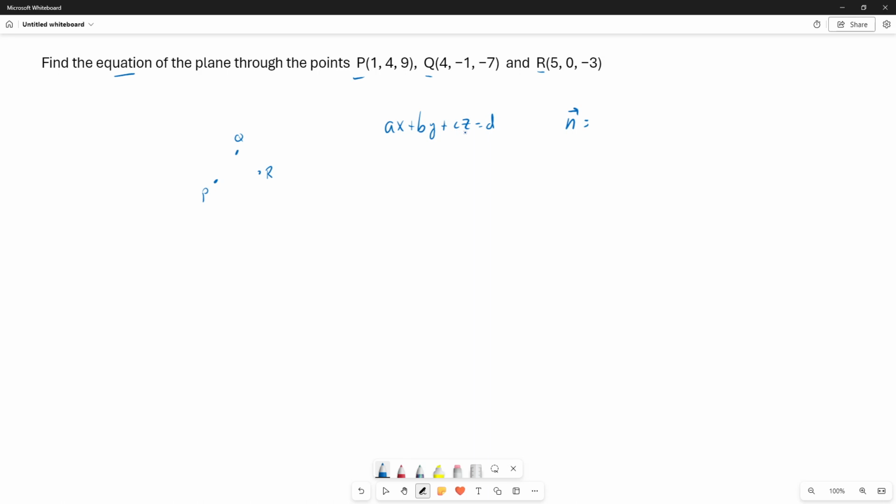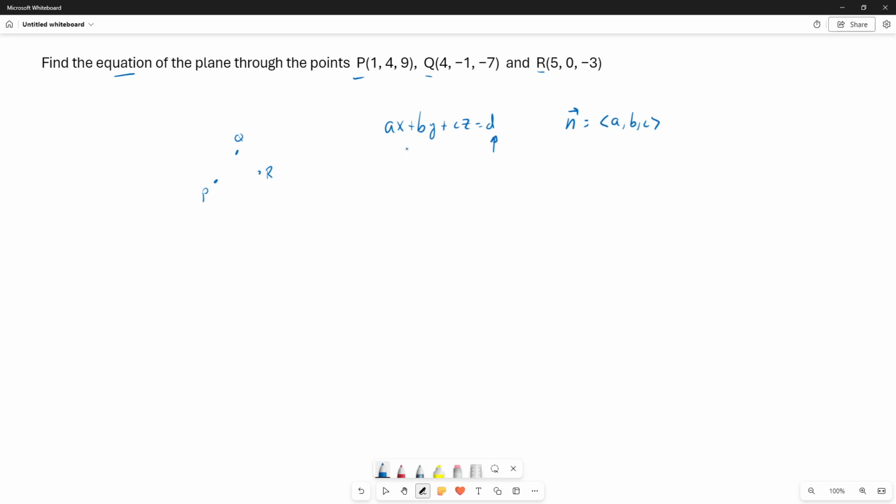The normal vector to the plane is given by the coefficients of x, y, and z. So n equals abc. And then to find d, once we have the normal vector, we can use any one of the 3 points and plug it in, and that will tell us what d is.